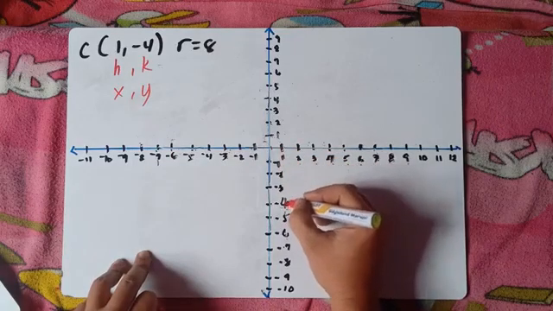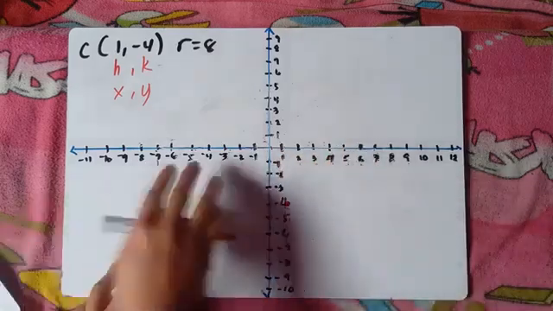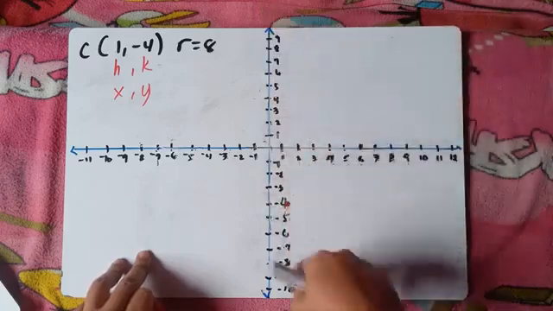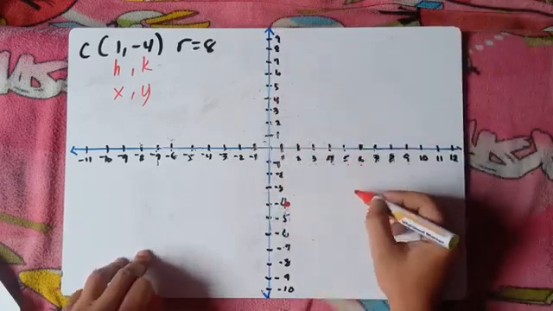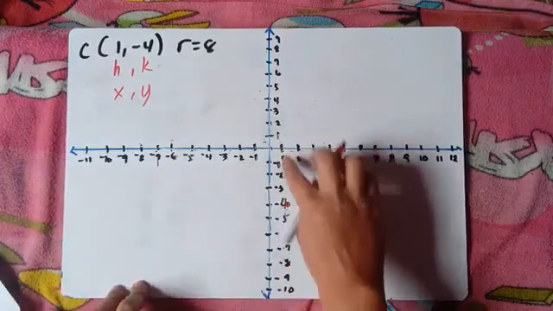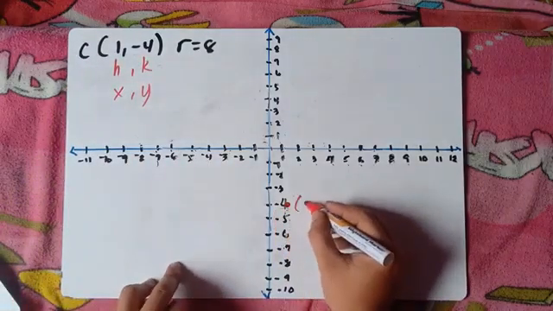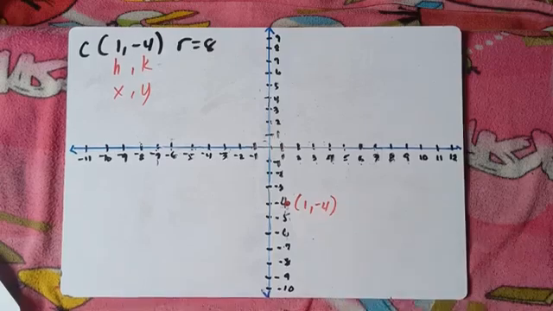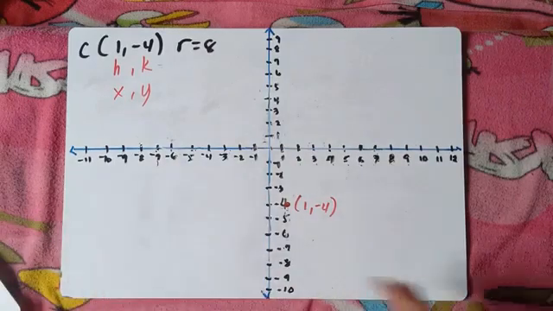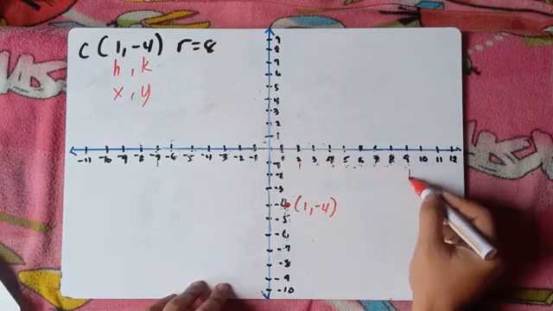This is the center. For x, the positive side is on the right, negative on the left. For y, upwards is positive, downwards negative. So x is 1 and y is negative 4. This is the center, class. Now our radius is 8, therefore you move 8 units upward, downwards, on the left side, and on the right side. So you move 8 units, 1, 2, 3, 4, 5, 6, 7, 8.